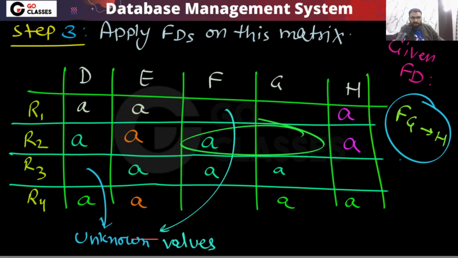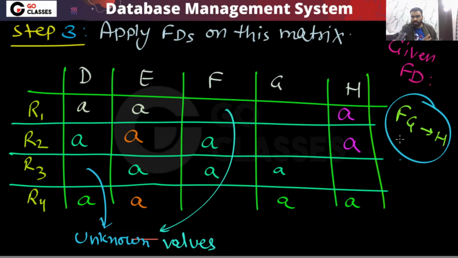Here FG value is A, unknown. Here double A, here unknown, A. So in this situation, right now this FD is not useful for us. Maybe after some time we can use it, but right now we cannot apply this FD. I hope this point is clear.